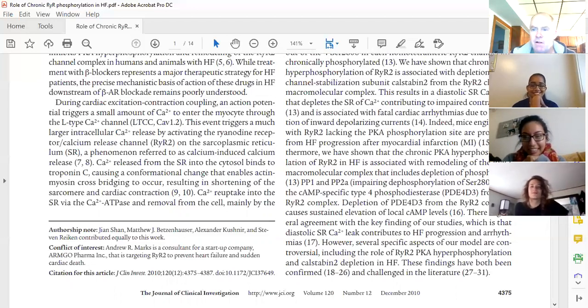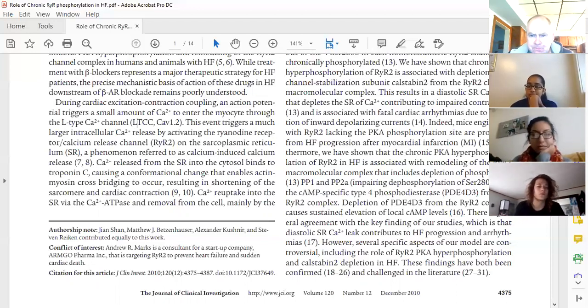Right here. Furthermore, we have shown that the chronic PKA hyperphosphorylation of ryanodine in HF is associated with remodeling of the ryanodine macromolecule complex that includes depletion of phosphatases PP1 and PP2A and the cyclic AMP specific type 4 phosphodiesterase from the ryanodine complex. So that's what they're meaning by the macromolecular complex. It's not just the channel, it's the channel plus calstabin, plus PP1, PP2, and phosphodiesterase all in this one big macromolecular complex. And we'll see how they all change with time.